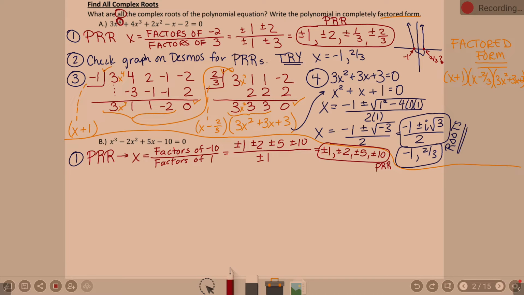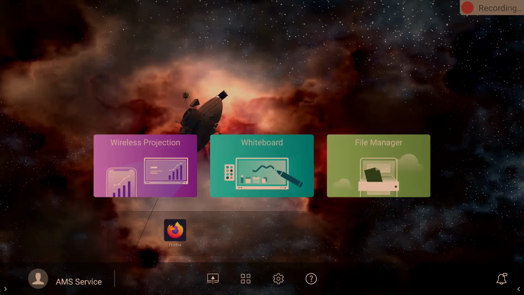Now, how many solutions is this problem going to have in the end? 3. That means up to 3 of these could be places where the graph crosses the x-axis. Maybe not all 3 of them, but up to 3. So now what's step 2? Check the graph on Desmos for PRRs. I did this before we started.